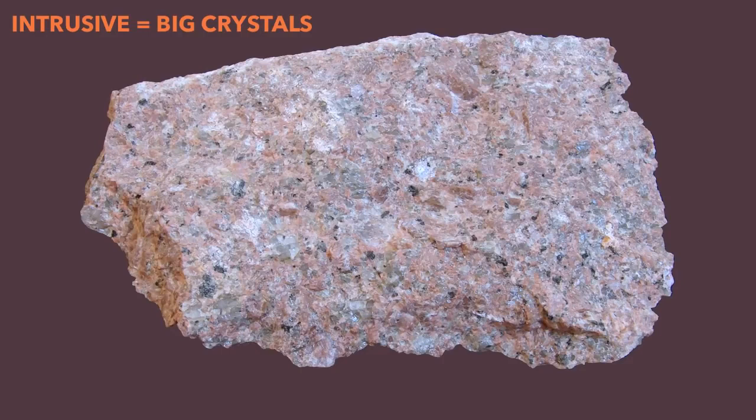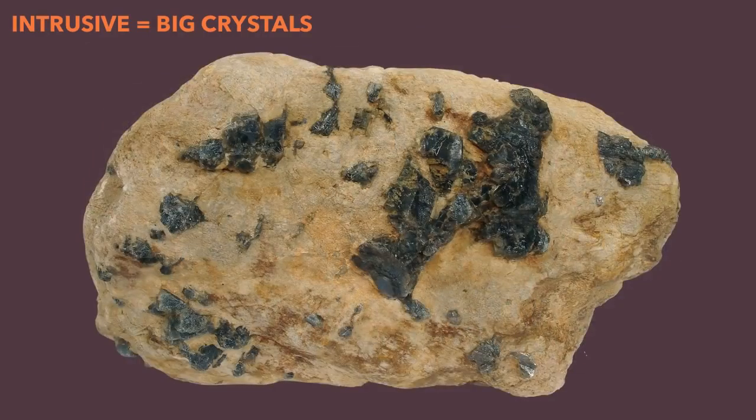If you want to know what I mean by big, any crystals larger than 1 millimeter signify that the rock is intrusive. But of course we can get really giant crystals like this pegmatite, where the crystals might actually be bigger than not a millimeter, but an actual centimeter. So we're talking about very large crystals here. So those are intrusive igneous rocks.